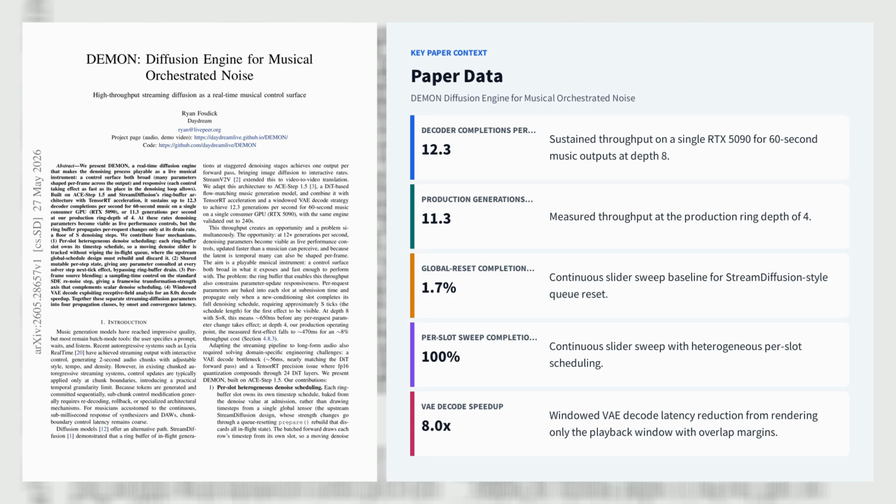Experiments show the per-slot design preserves 100% completion under continuous slider sweeps versus 1.7% for a Stream Diffusion-style Q reset, and the shared step controls produce true per-frame gradients across 60-second outputs while preserving CLAP alignment and matching batch mode audio exactly. The paper positions the system as a controllable, low-latency diffusion engine for live music, while noting that perceptual validation with musicians remains future work.